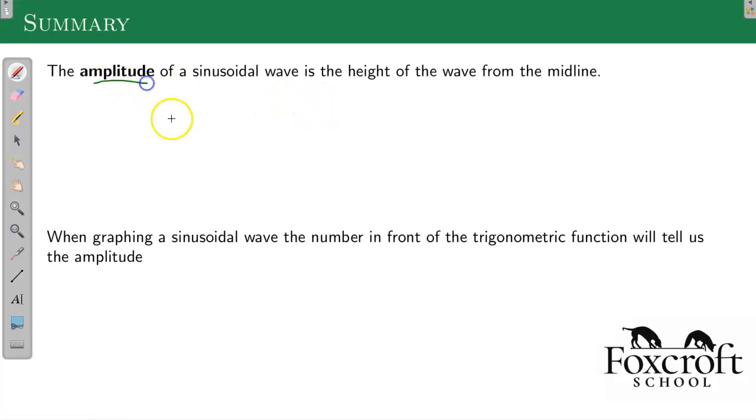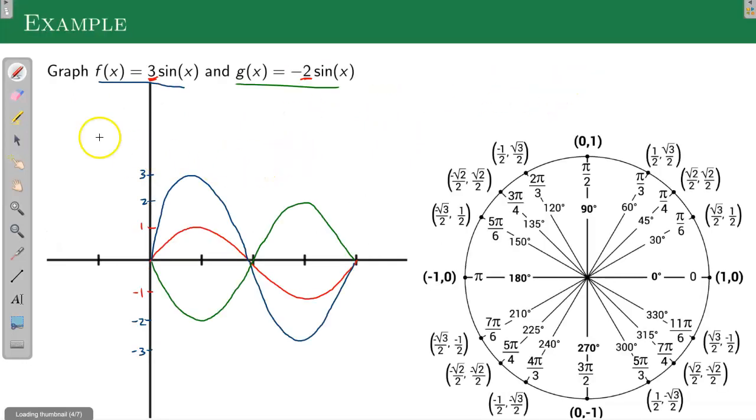And this is called the amplitude of a sinusoidal wave. All it is is the height of the wave from the midline. So if I look here, on my original sine graph, this height is 1, and this height is 1. On my 3 sine of x, the height from the midline to the top is 3. This height is also 3. Since I'm saying height, it's not -3. And then this height is 2, and this height is 2. So it tells you how big the waves are, and the only difference, again, if it's negative, the wave is going in the opposite direction.